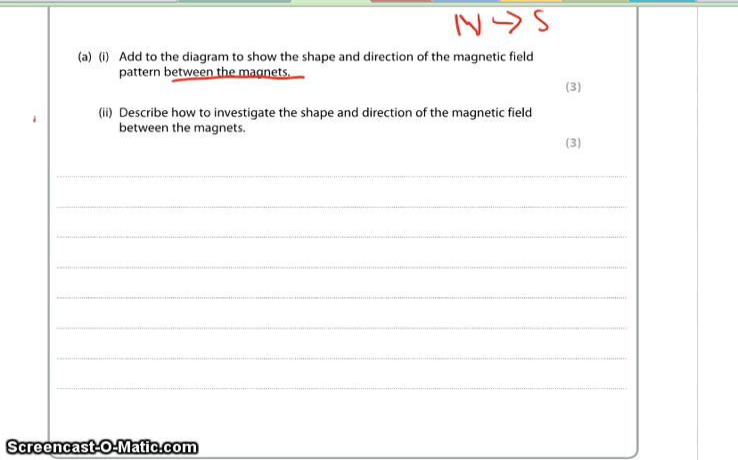You're then asked to describe how to investigate the shape and direction of the magnetic field between the magnets. Well, the best way to investigate the shape and direction of the field is to use plotting compasses.